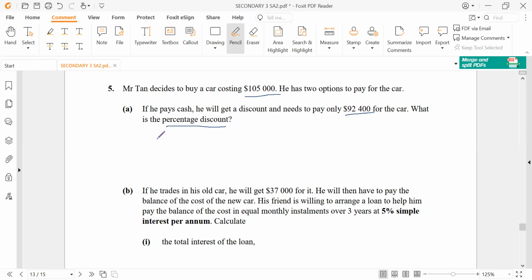So this is a simple question. All we have to do is find the discount in terms of dollars, and then we can convert it to percentage discount. So I will do this question in 2 steps. Of course, you can do it in 1 step also. So discount will be $105,000 minus $92,400, and that will be $12,600.